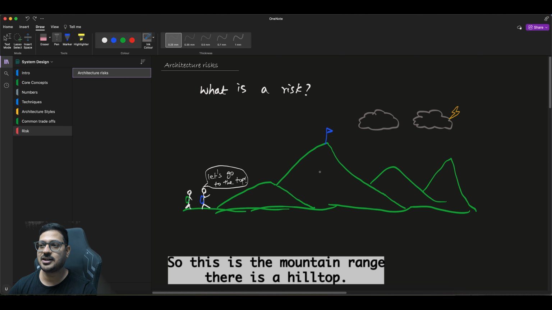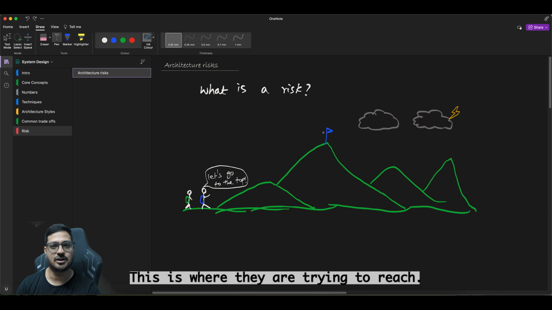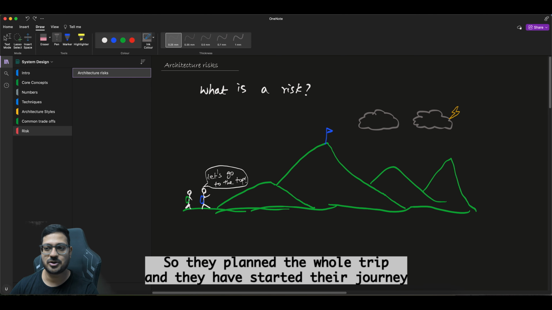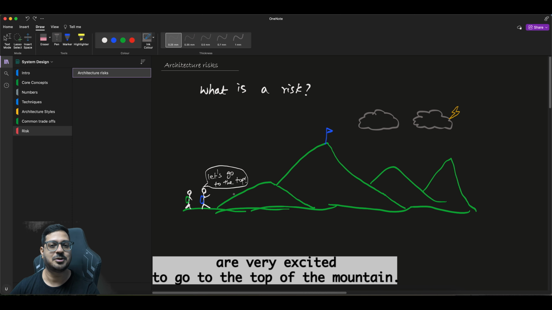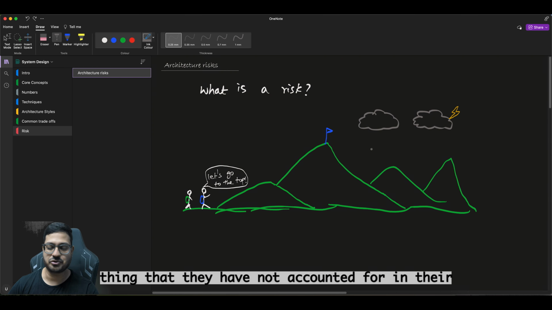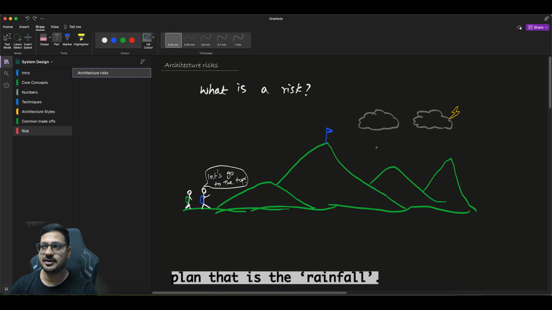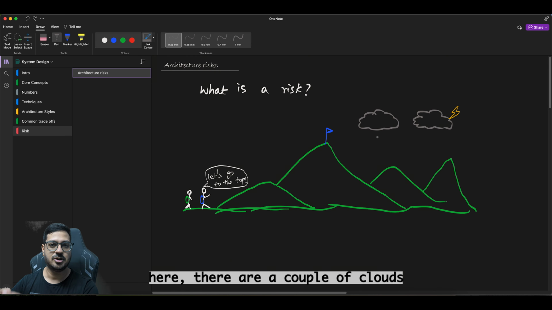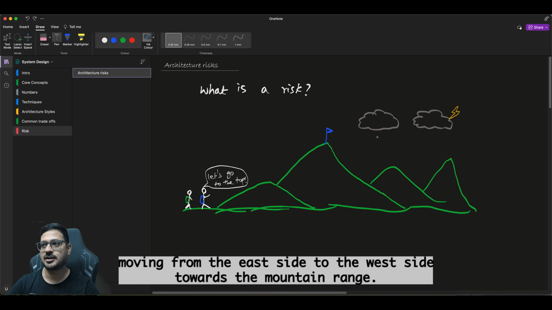So this is the mountain range, and there is a hilltop, this is where they are trying to reach. They planned the whole trip and have started their journey. They're very excited to go to the top of the mountain range, right? But there is one thing that they have not accounted for in their plan, that is the rainfall. If you can see here, there are a couple of clouds moving from the east side to the west side towards the mountain range.